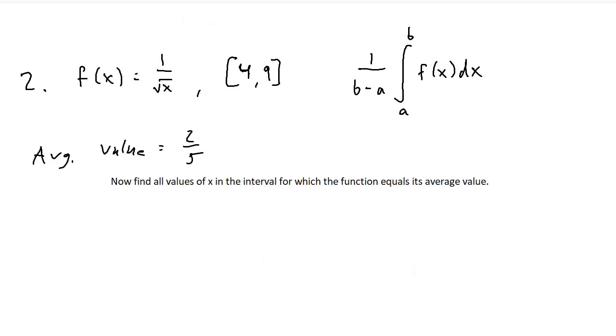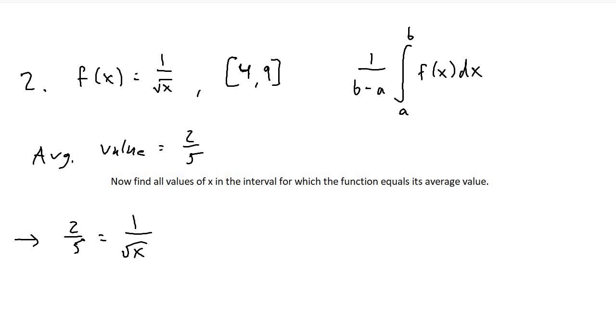So after we've found the average value, let's say the problem asks us to now find all values of x in the interval for which the function equals its average value. So this is pretty simple. All you have to do is take the average value and set it equal to the original equation. So we're going to say that 2/5 is going to be equal to 1 over the square root of x. So we're just trying to find for which x values does it equal 2/5, which is our average value.